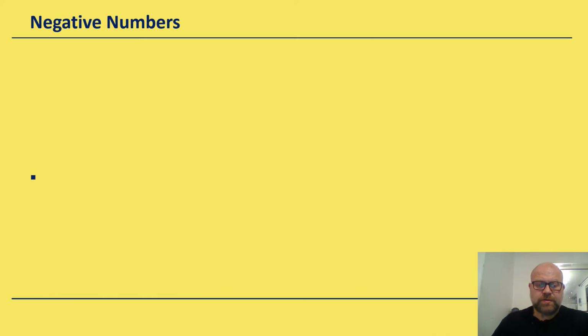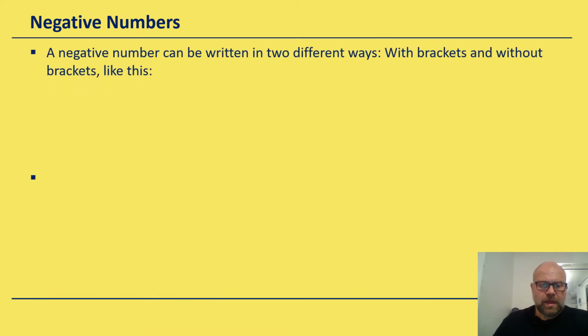So negative numbers. There are 2 different ways you can write a negative number, with brackets and without brackets. So -4 inside a bracket or just -4. It's better to keep it in a bracket when you're doing calculations, and then you can see exactly that that negative belongs to the 4. So there are some rules here.